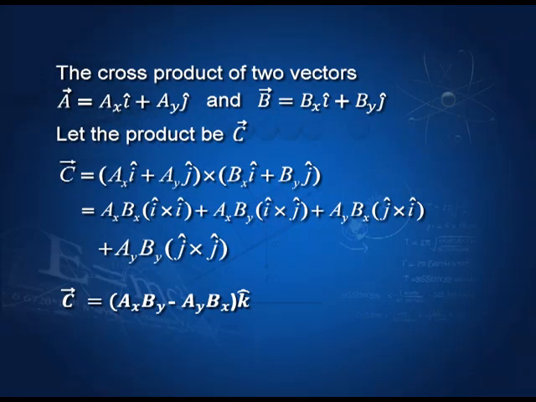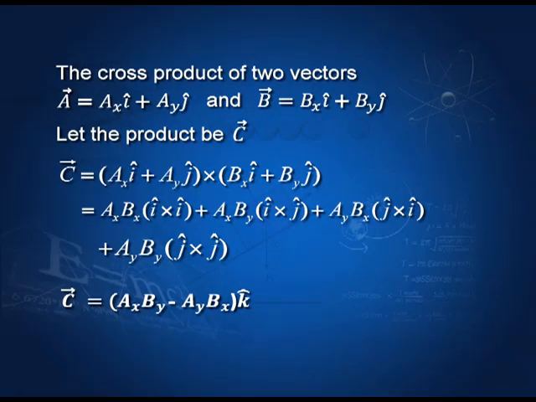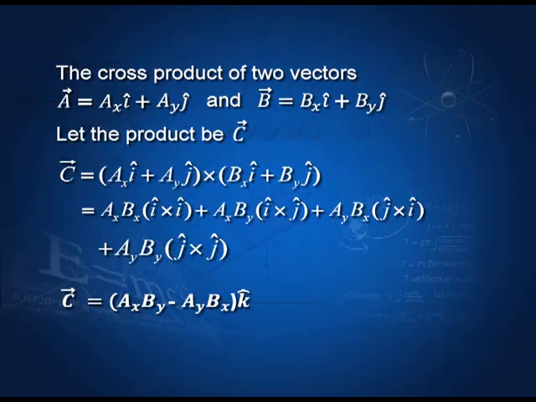Because we know that vectors a and b are in the x y plane. Therefore, the cross product has to be in the z direction. Therefore, vector C is a x b y minus a y b x times k cap, where a x is the x component of a, b y is the y component of b, a y is the y component of a, and b x is the x component of b. So, the cross product of two vectors A and B, where A and B are both in the xy plane, as it should, comes out to be in the z direction.